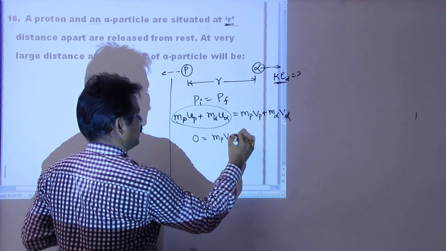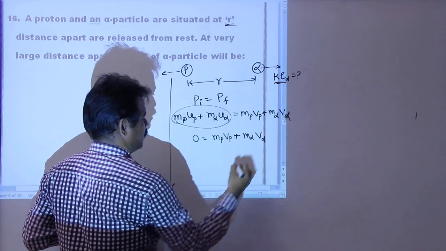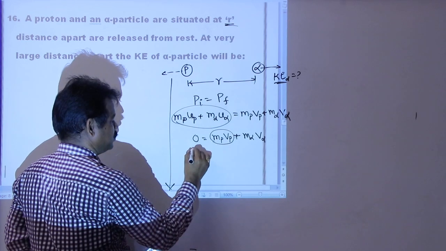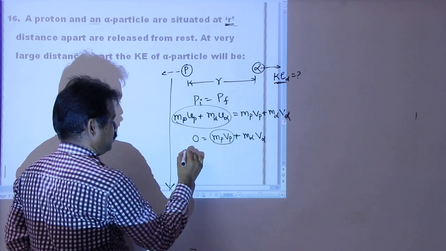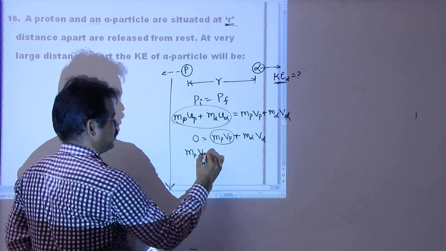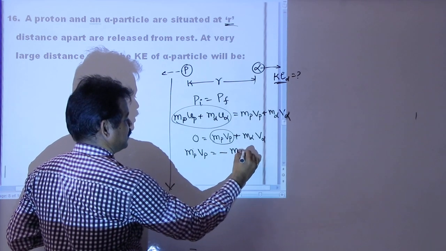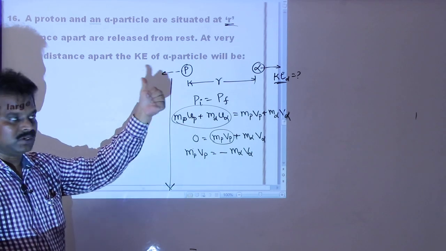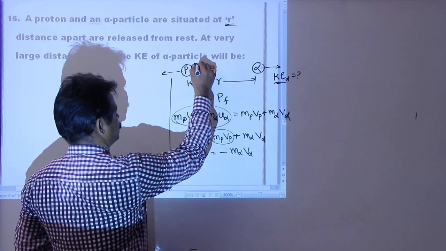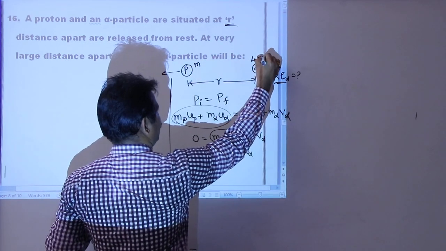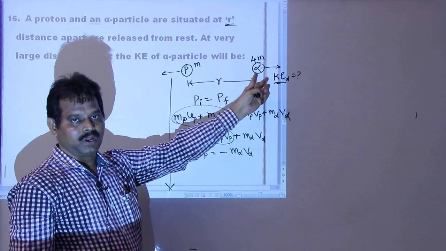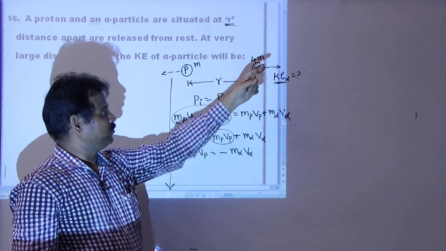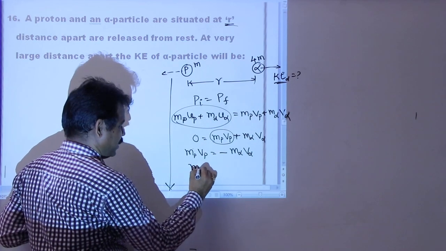This will be mass of proton times velocity of proton plus mass of alpha times velocity of alpha, equal to 0. So what we can say, mass into velocity is the momentum of the proton. So mass of proton times velocity of proton is equal to minus mass of alpha times velocity of alpha. But we know the mass of the proton as well as the mass of the alpha. If mass of proton is m, mass of alpha is 4m, as it has 2 protons and 2 neutrons whose masses are almost the same. So we can write 4m.